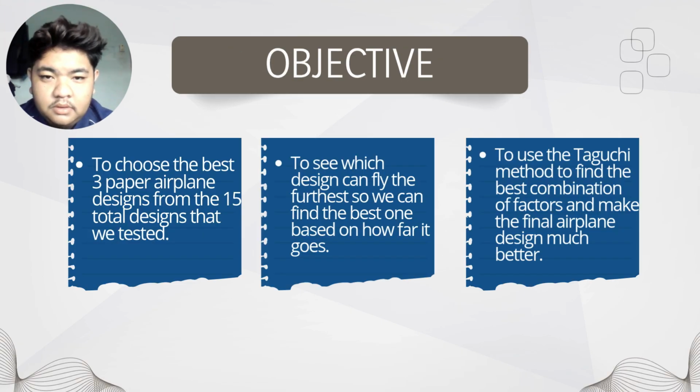For the next part is the objective. The first objective is to choose the best 3 paper airplane designs from the 15 total designs we tested. Number 2, to see which design can fly the furthest so we can find the best one based on how far it goes. And the third objective is to use the Taguchi method to find the best combination of factors and make the final airplane design much better.